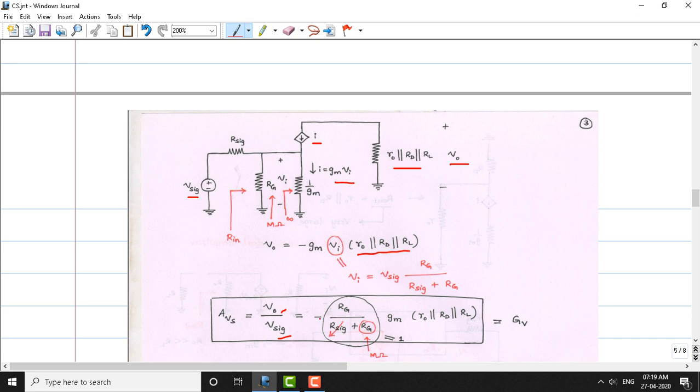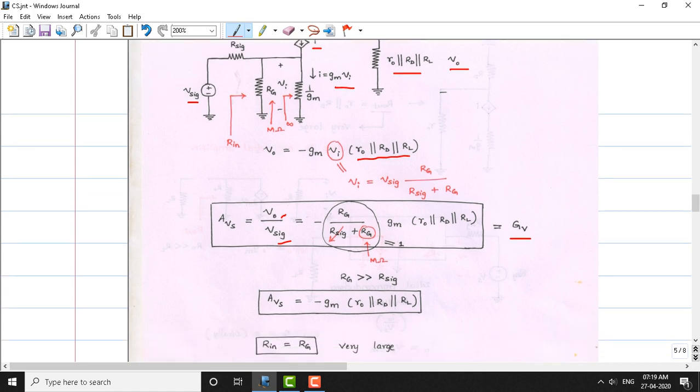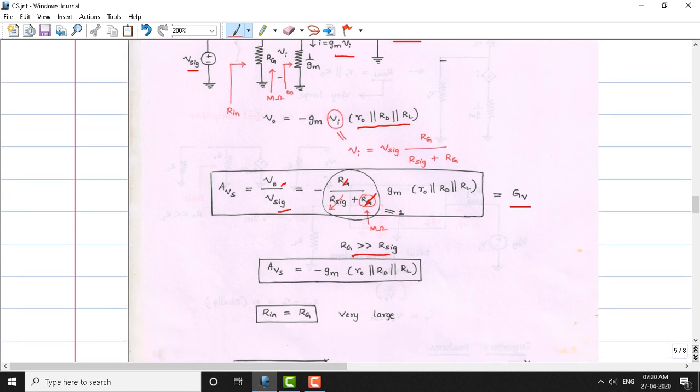So Vo by Vsignal now becomes minus Rg divided by (Rsignal plus Rg) into gm into (ro parallel with RD parallel with RL). This is also called the overall or total voltage gain. Since Rg is going to be very large compared to Rsignal, if I make this assumption in this equation, Rsignal becomes negligible, and Rg cancels. Therefore Avs becomes equal to minus gm times (ro parallel with RD parallel with RL). This is the expression for the overall voltage gain.